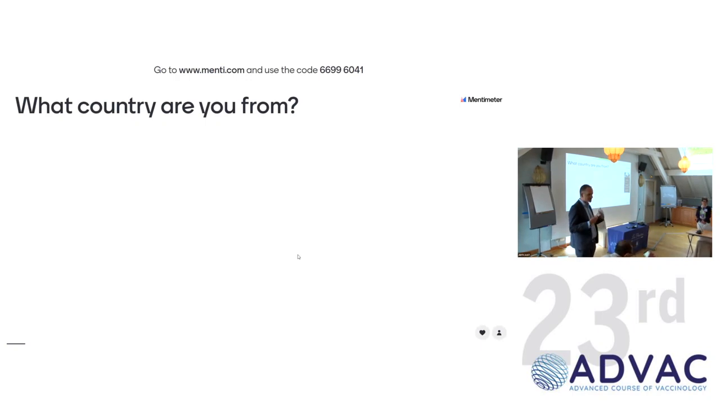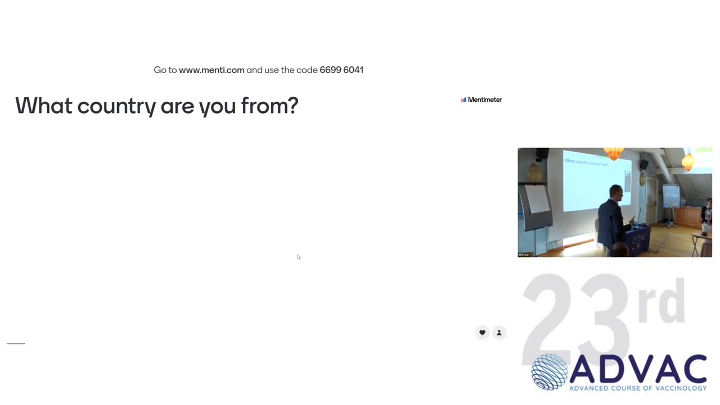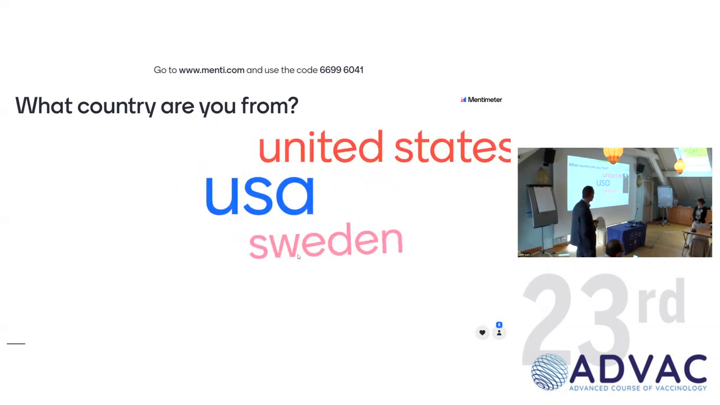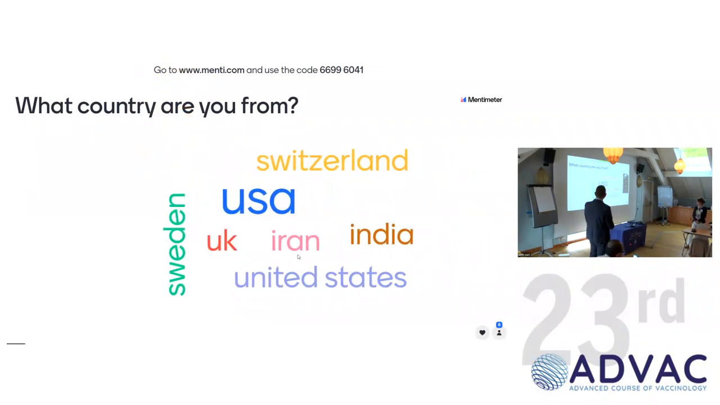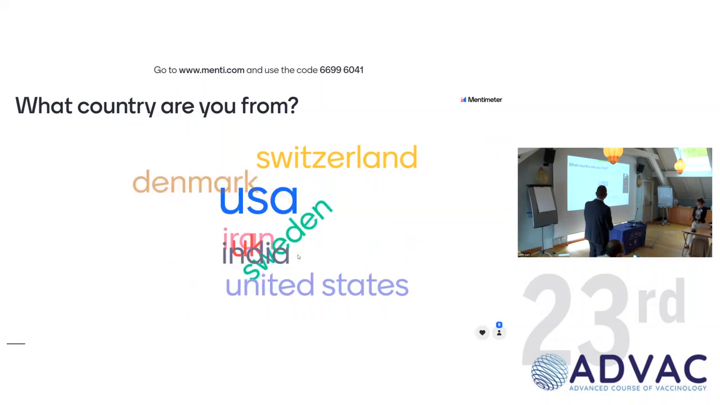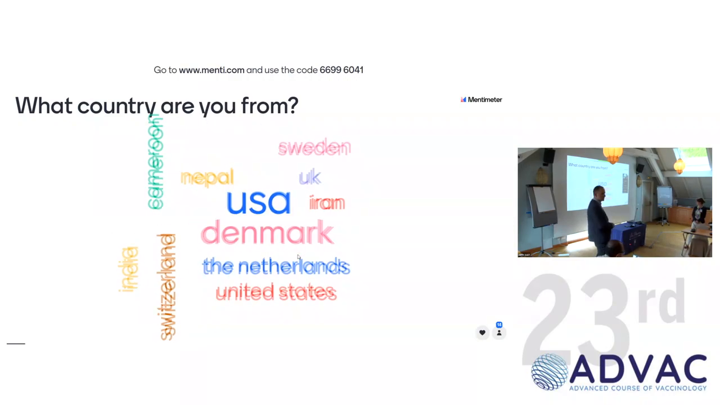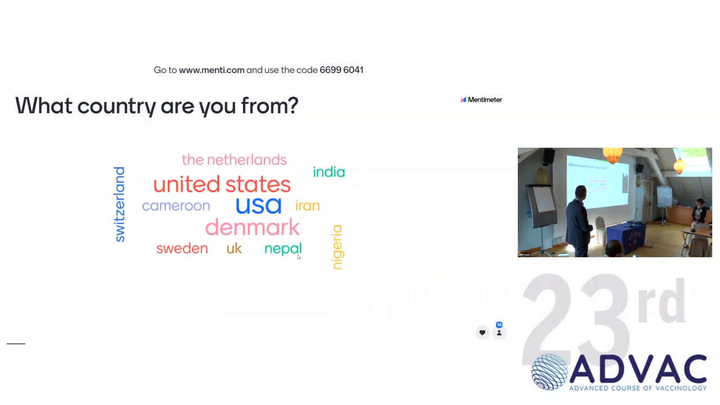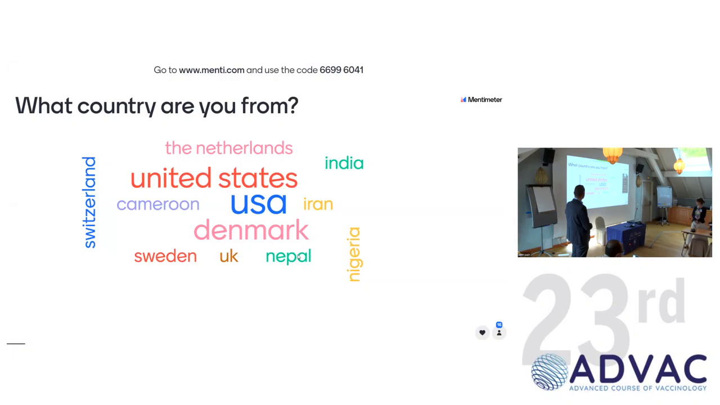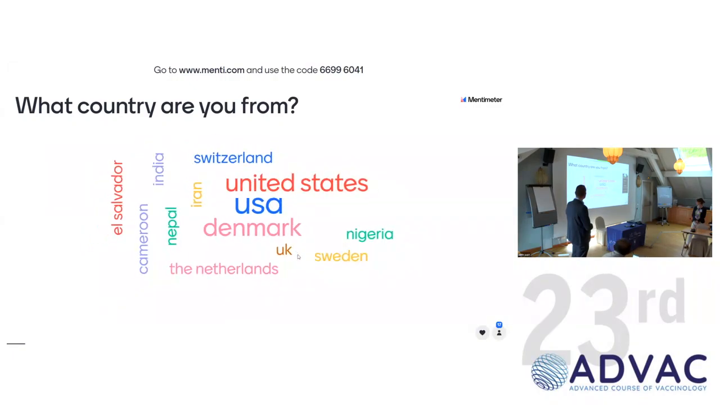So now, just to try the Mentimeter form, if you can put in which country you come from. Oh yeah, you see the question. So US, Switzerland, Iran, India, Denmark, very good. So we see all over the world, Cameroon, excellent. Nepal, Nigeria, El Salvador. Very, very good.